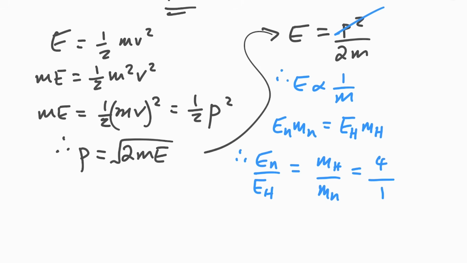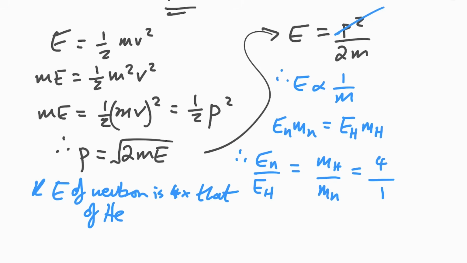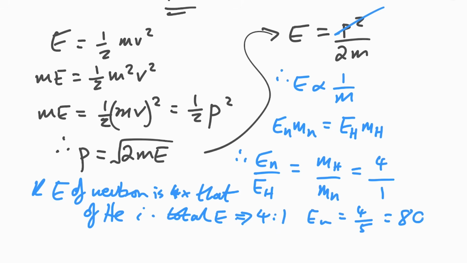And so that means that the energy of the neutron, or Ke of neutron, is 4 times that of helium. Therefore, total energy is split 4 to 1. So the energy of the neutron is going to be 4/5. That's 4 lots of kinetic energy divided by the total of 5. And so that's going to be 80%. Not a super easy question, again, because they didn't really set it up properly, but be ready for this.